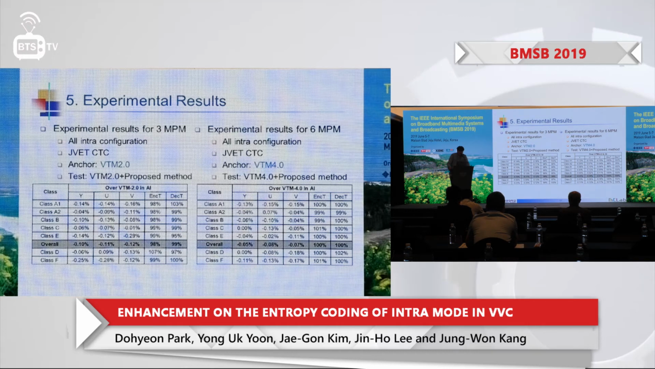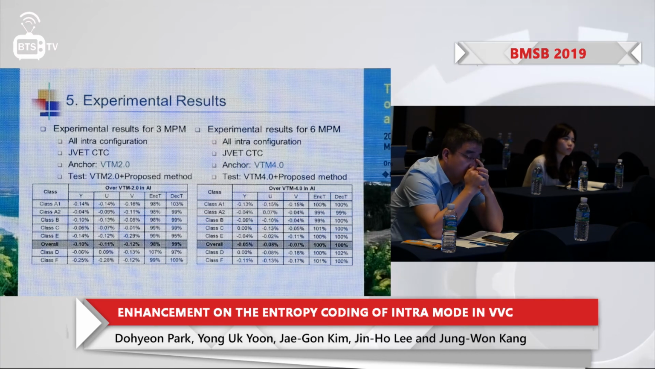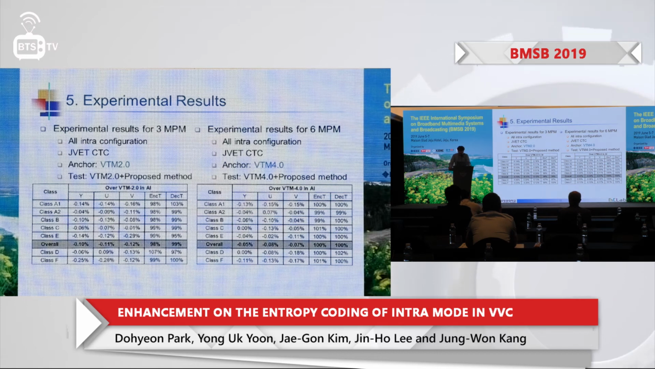As an experimental result, average 0.10%, 0.11%, 0.12% bit rate saving for YUV components without encoder-decoder runtime change over VTM2. Average 0.05%, 0.08%, 0.07% bit rate saving for YUV components without encoder-decoder runtime change over VTM4.